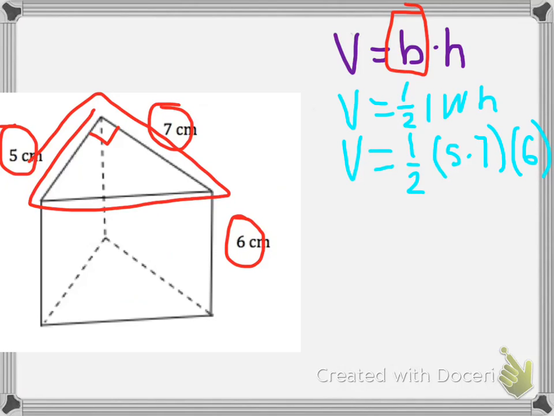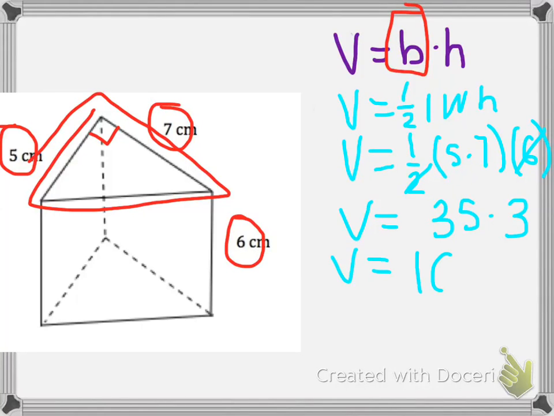So see, 6 is divisible by 2. So divide it by 2 and you get 3. And 5 times 7 is 35. And the answer is 105 units, which is centimeters cubed.